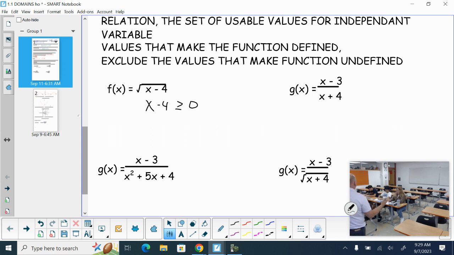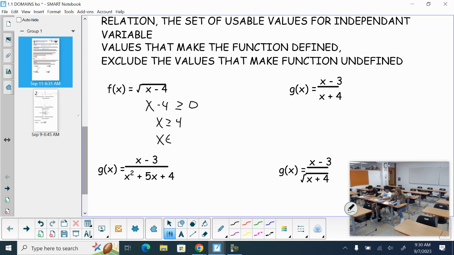So now we have an inequality we can solve. Hopefully we can solve this by adding 4 to both sides. So x is greater than or equal to 4, and then we want to write this back into our interval notation. X is greater than or equal to the value of 4. It's an unbounded interval. We started at 4.